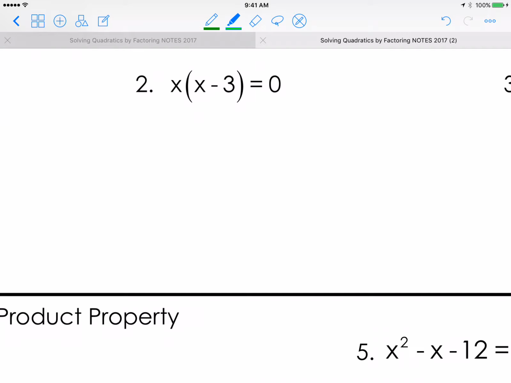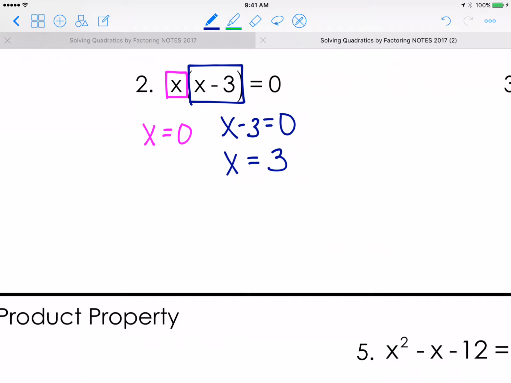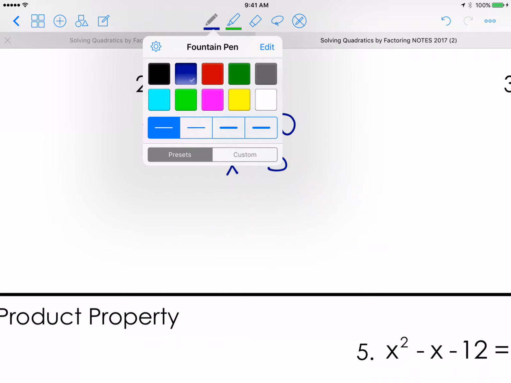All right. Number 2. So we're going to do the exact same thing here. It's already factored for us. So we're going to take the first product, first term, set it equal to 0. Then we're going to take our second one and set it equal to 0. And then we're going to solve for x. Well, x equals 0 is already solved for us. So we just need to add 3 to the other side, and we get 0 and 3.